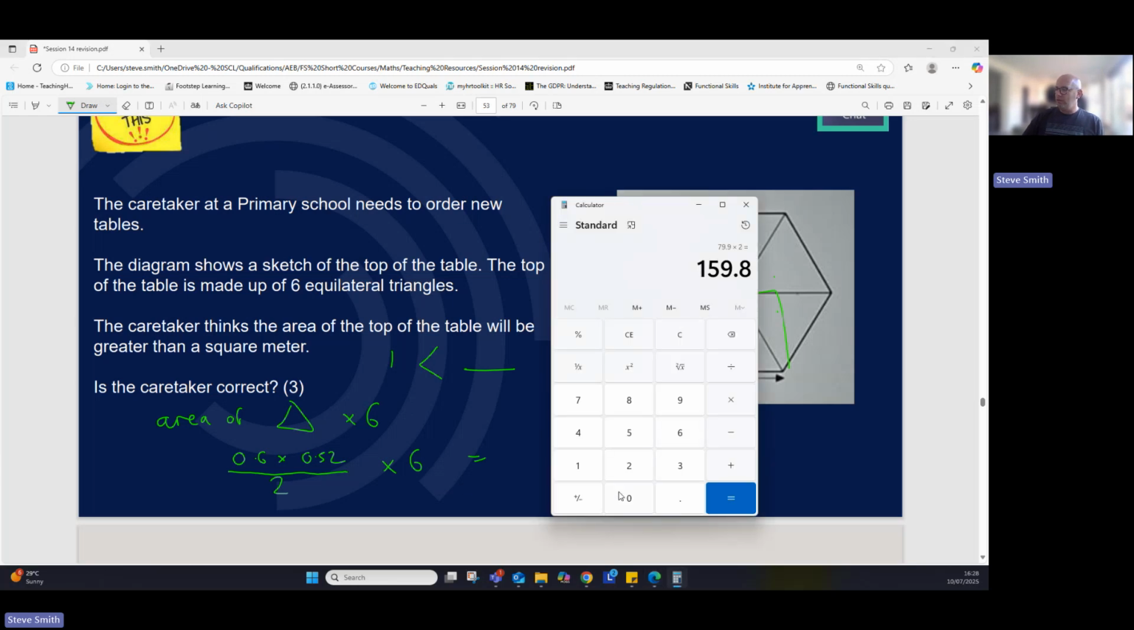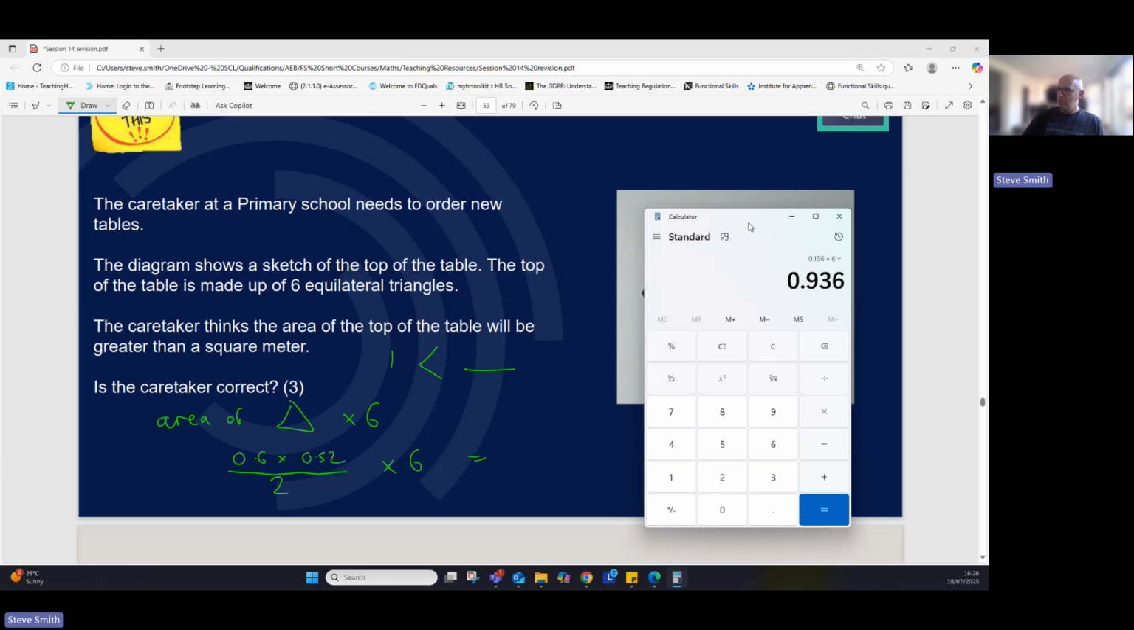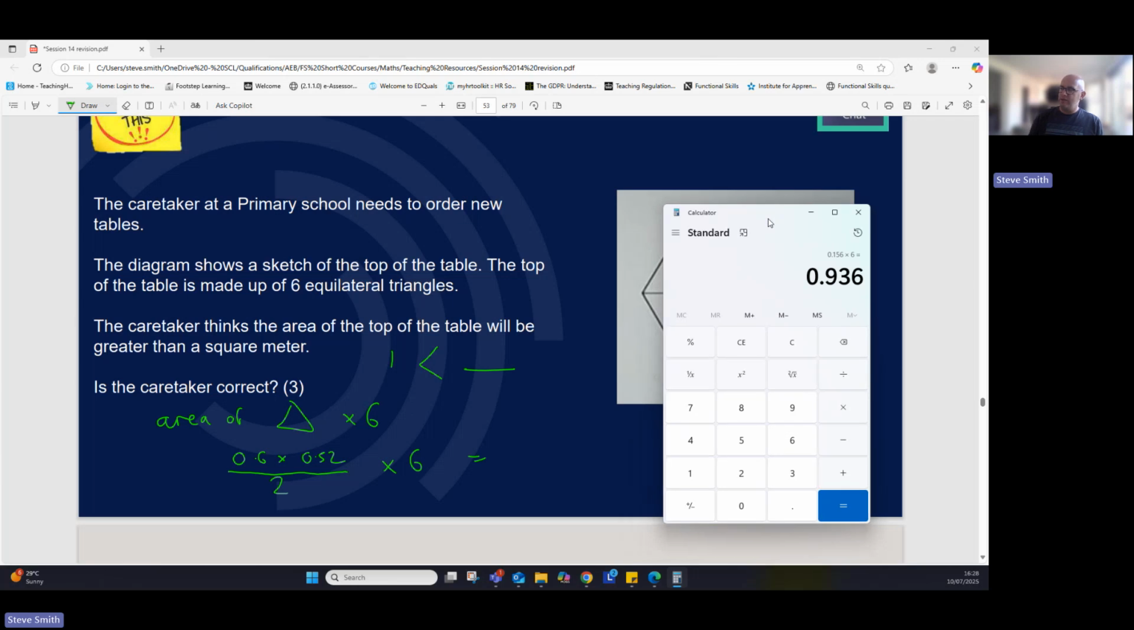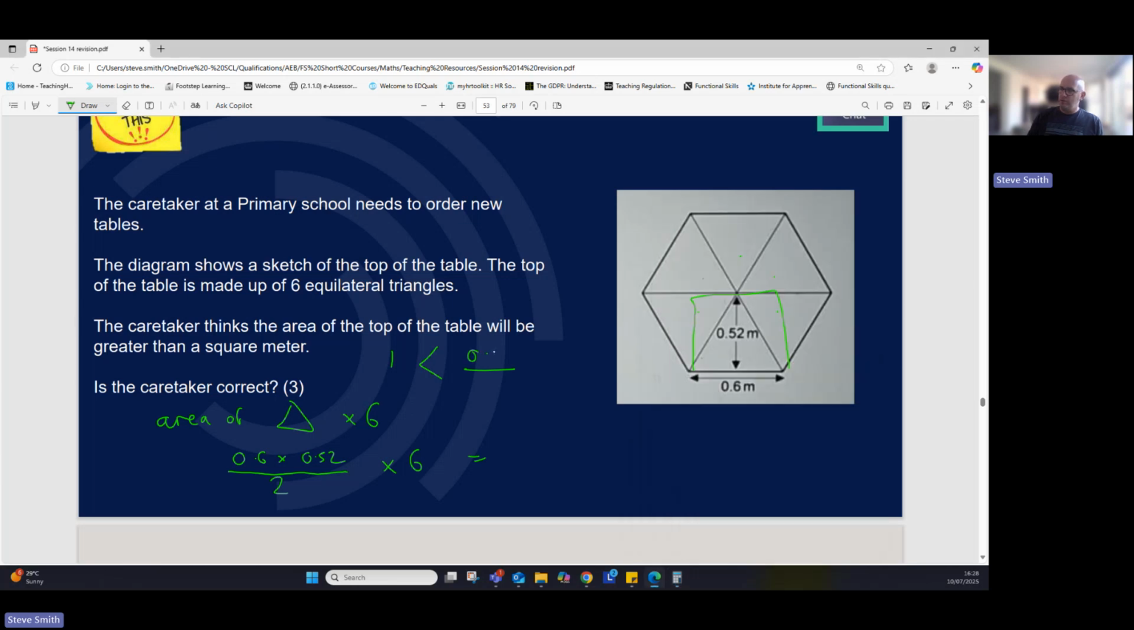Now let's go 0.6 times 0.52 equals, divided by 2 equals, times by 6 equals 0.936. He thinks it will be greater. Greater than means more than. He's incorrect.